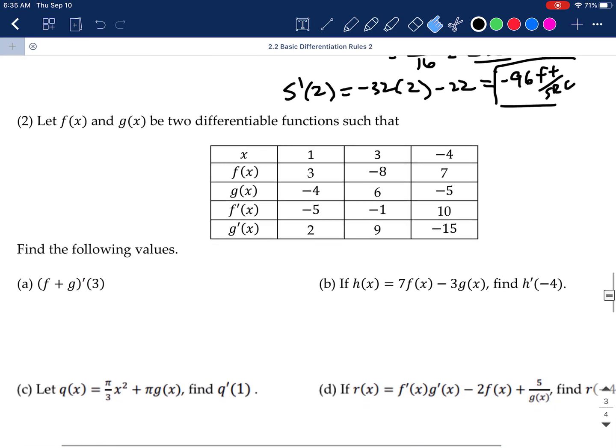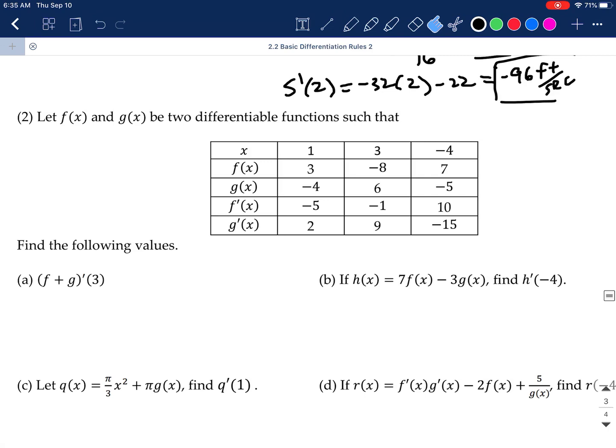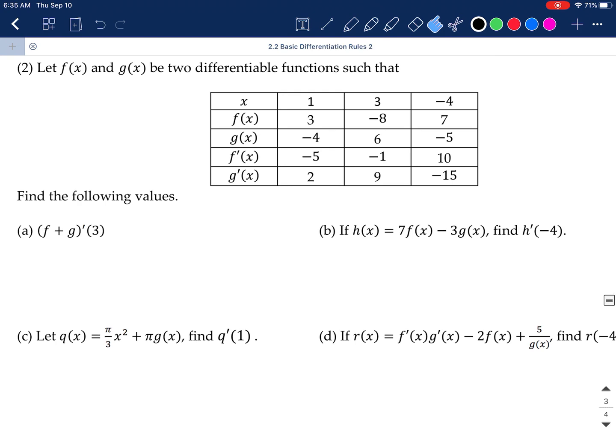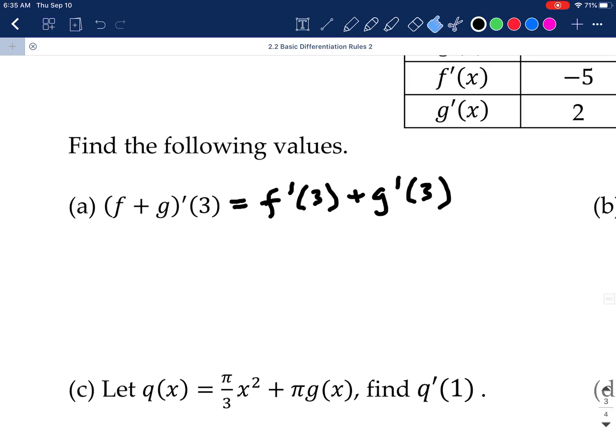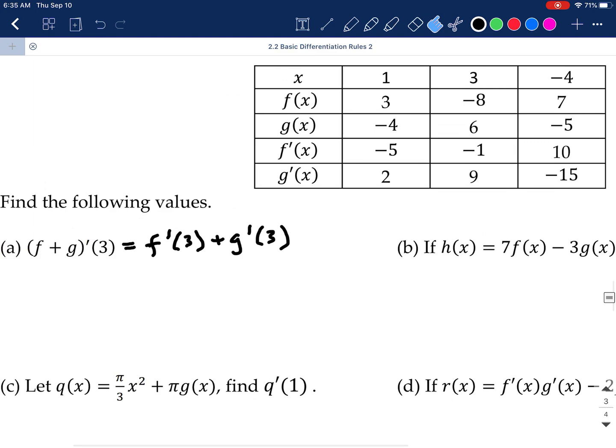For question 2, we've got a table. We've got f and g are two differentiable functions, but we have some limited information. Here we're actually just going to go through and use those properties of derivatives that we started with. Just note on the notation, if we have f plus g prime of 3, that is the same as f prime of 3 plus g prime of 3. Right, so the derivative of the sum is the same as the sum of the individual derivatives. So we can go to our table here. It looks like f prime of 3 is negative 1 and g prime of 3 is 9.